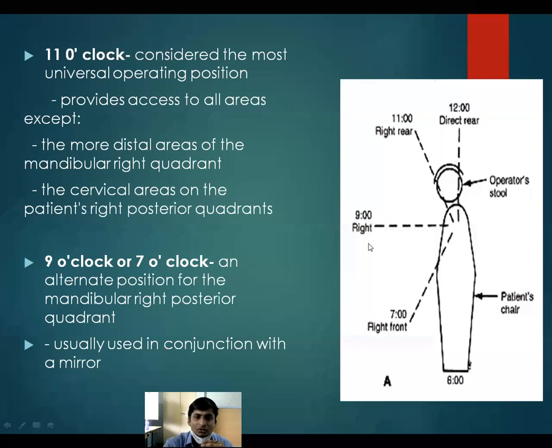The next is the 9 o'clock position and the 7 o'clock position, an alternate position for the mandibular right posterior quadrant. So all other procedures are at the 11 o'clock position. For mandibular right posterior teeth, you are supposed to use the 9 o'clock or 7 o'clock position, usually used in conjunction with the mouth mirror.